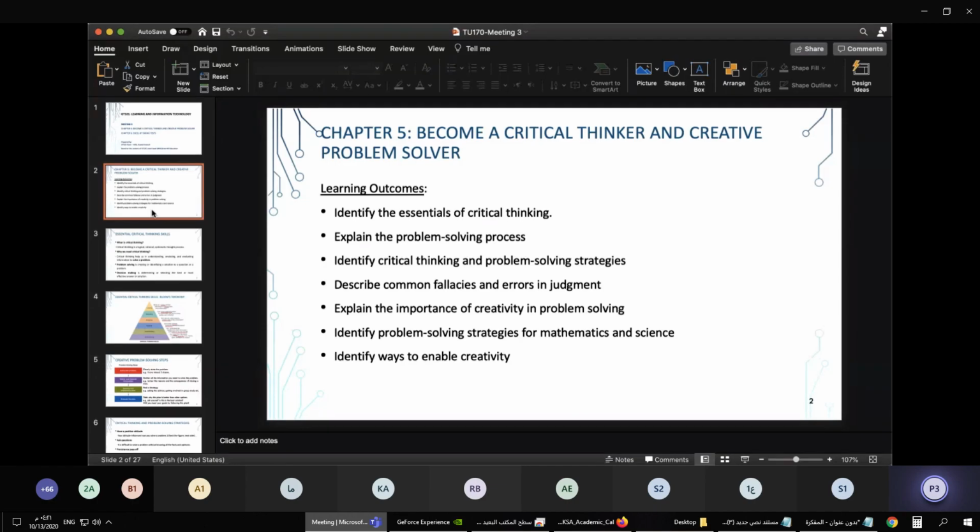How to identify problem-solving strategies for mathematics and science. Identify ways to enable creativity, how to find creativity while you are solving a problem.